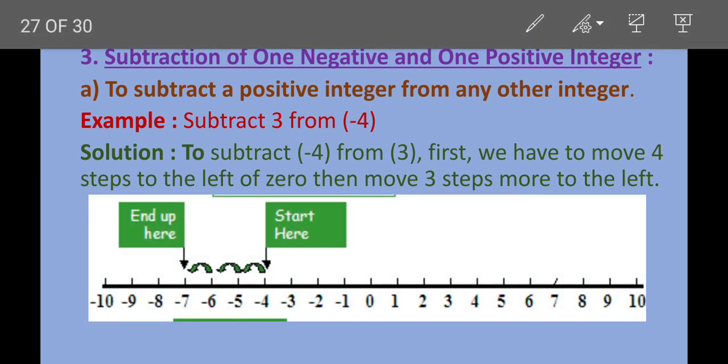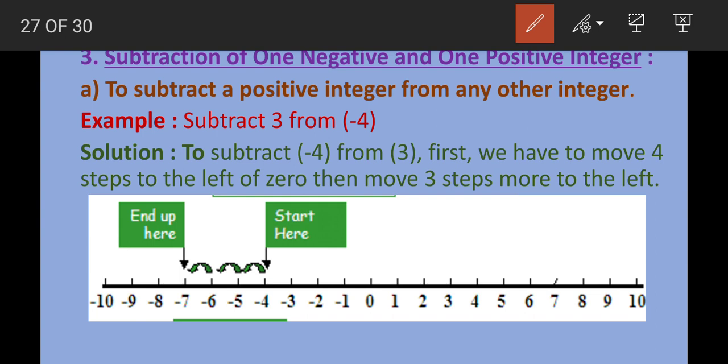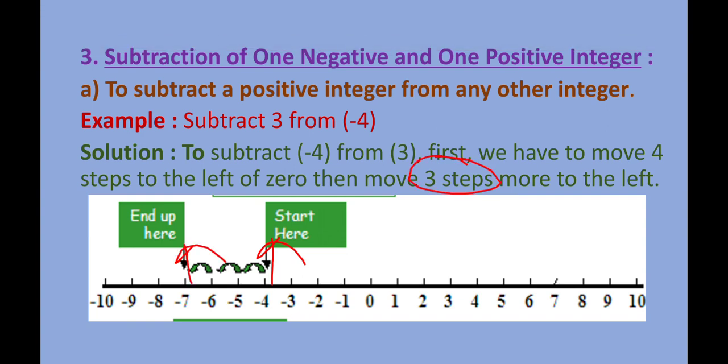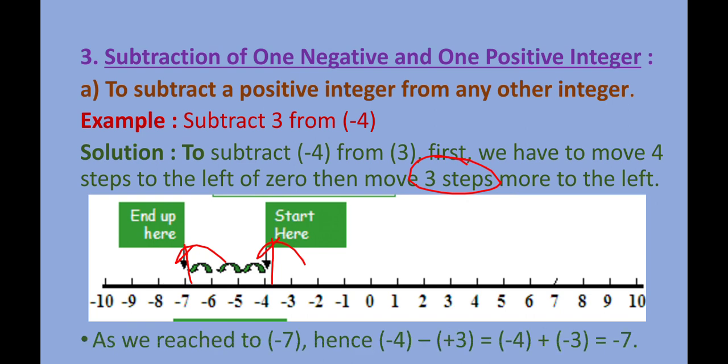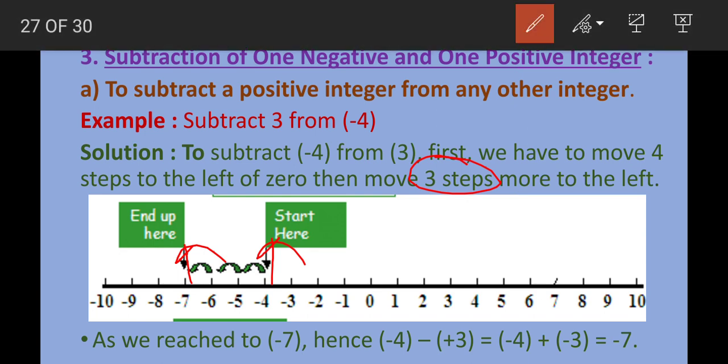Look at here. So you are at minus 4, from which you have to move toward left side. How many steps? It is 3 steps. So you reached at minus 7. Okay, so you can say that minus 4 minus plus 3, it is minus 7. Clear? You can check with the help of addition also, the same steps for subtraction also.